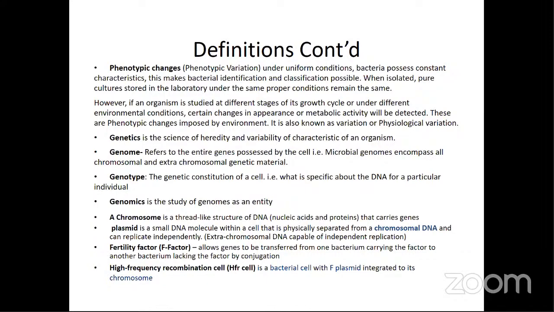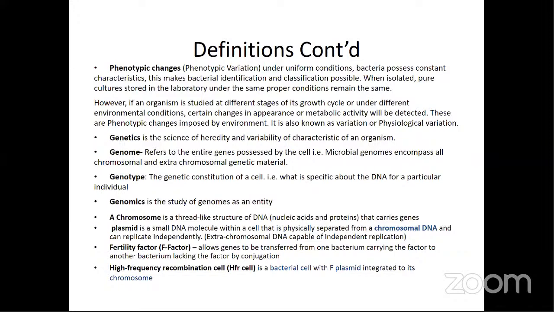For example, in microorganisms, under uniform conditions, when the conditions are right, bacteria possess constant characteristics for all the cells. So it makes bacterial identification and classification possible because they look alike. If I see this cell, this color, it is round in shape, I know this is a coccus. If it is a straight chain, I know it is streptococcus. If it is clumping together, I know it is staphylococcus. When isolated, a pure culture stored in the laboratory under the same proper condition remains the same.